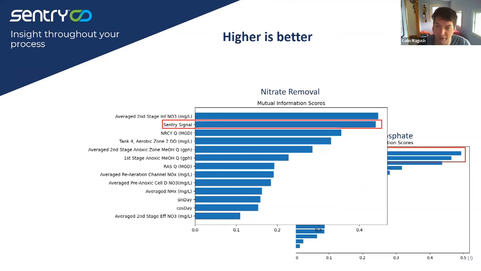Similarly, it happens with nitrate again. Sentry signal is the strongest other than the measure of nitrate concentration itself after the second stage. That also is a good litmus test because you would expect the nitrate concentration to be there. So this is a good sign that our test is working, and it's very encouraging that Sentry signal is so strong in helping us understand these two nutrient removal processes.